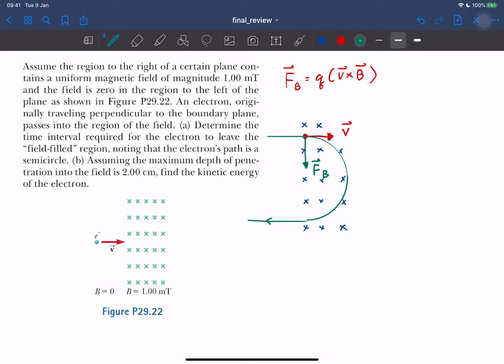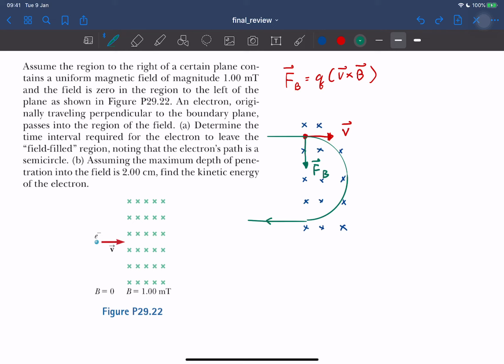So the question here is to determine the time it takes for the electron to travel in the field region, noting that the electron path is a semicircle. So essentially, how long does the electron spend on this half of the circle? And if you remember, the time for this motion is actually half the period, right? Because the whole period is to cover the whole circle. This is half of the circle, so it's just half of the period.